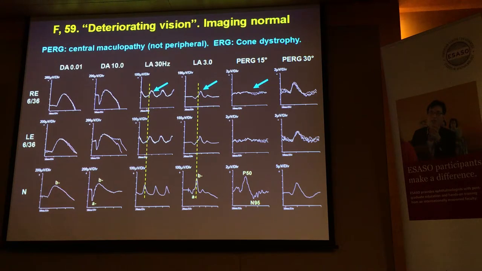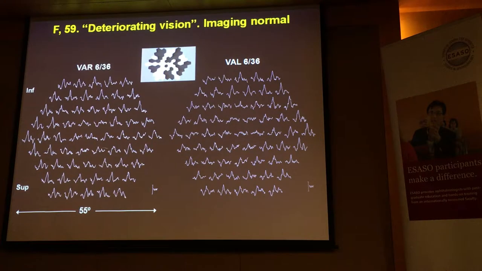Function, not structure. Imaging structure, yep, fantastic, but it doesn't tell you whether the cells are working, only that they're present. This is why function and structure need to be regarded together. So cone dystrophy with completely normal imaging. And when we do the multifocal, again, you can see the area of central loss, which is marked, confirming the central maculopathy, and the pupillography showing preservation peripherally in keeping with the preservation on the multifocal.